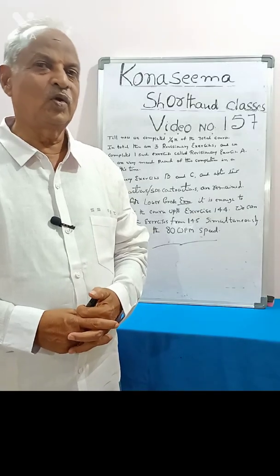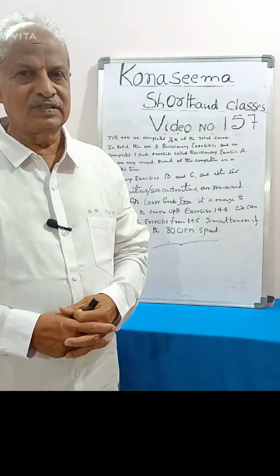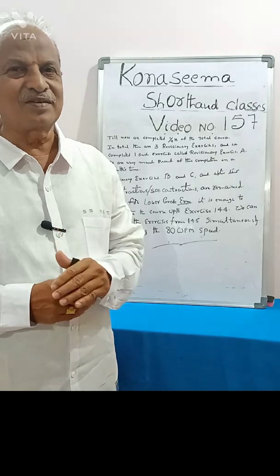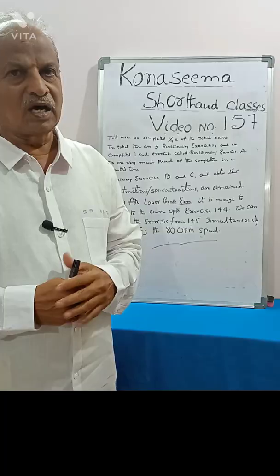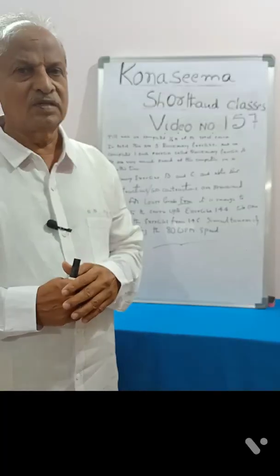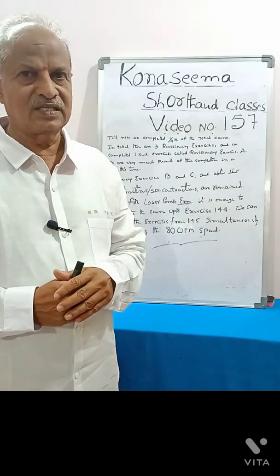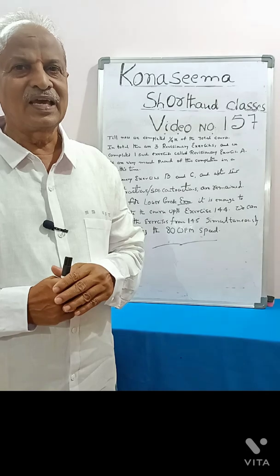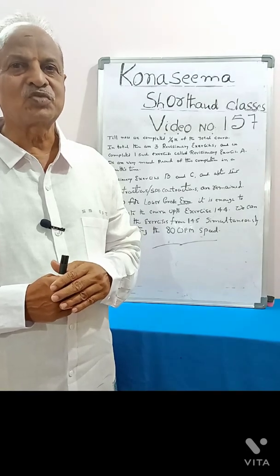To go for the lower grade examination, it is enough to complete up to exercise number 144. After 145, we can do the exercises simultaneously by writing at 80 words per minute speed.